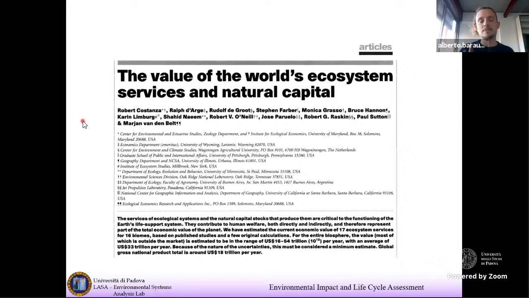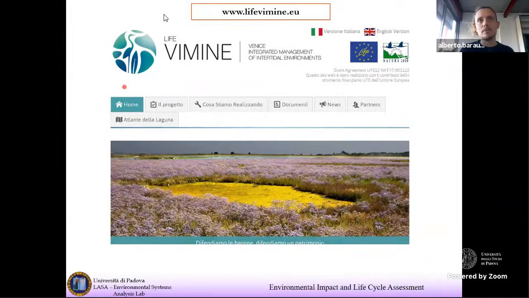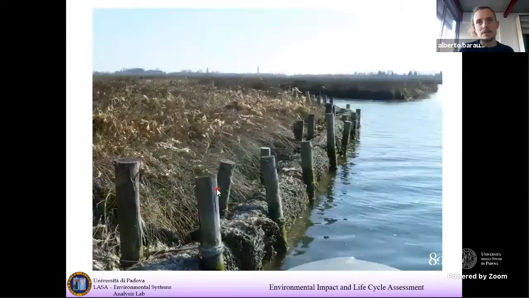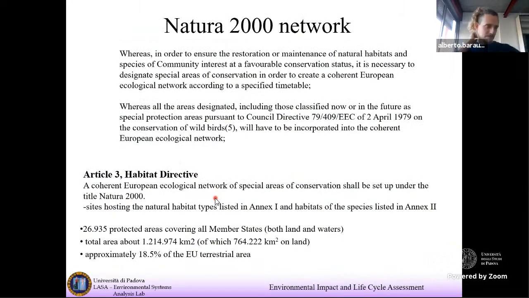The basic idea of this publication is that ecosystem services have a value for humans, so you can also try to attach a monetary value to those services. With Luca, we worked on these things in the Venice Lagoon, in the LIFE VIMINE project. If you want to know more about what we did, this is just a link. Okay, we worked on salt marshes in the Venice Lagoon. I'll skip this and go back to the Natura 2000 network, which is the topic of today.